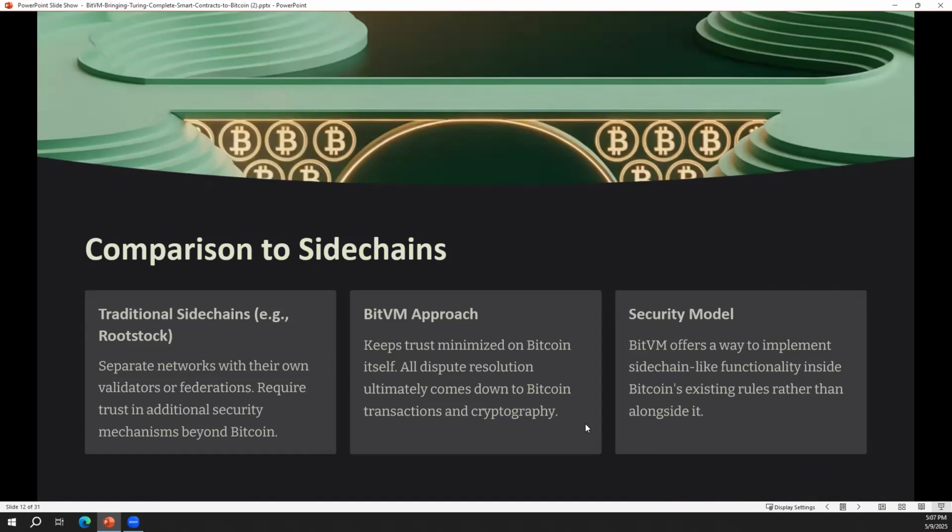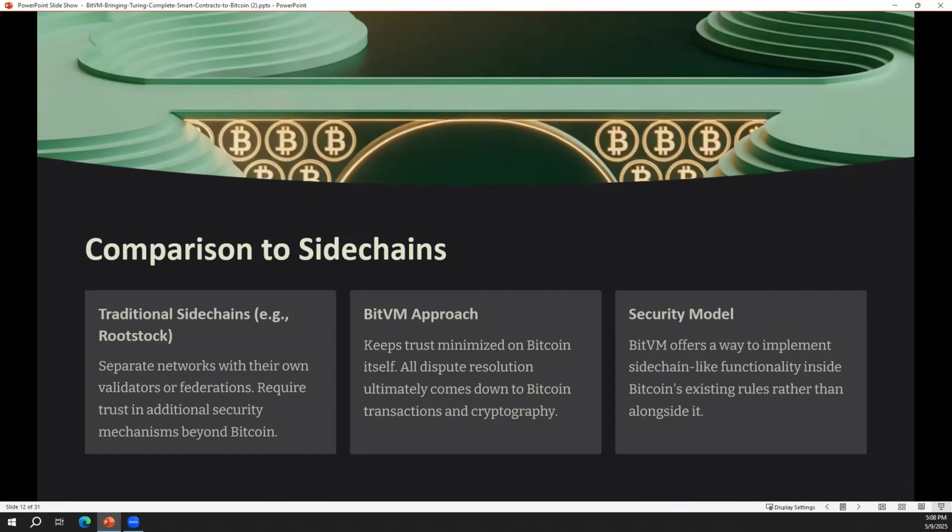So we have the comparison of BitVM to sidechains. Prior to BitVM, adding smart contracts to Bitcoin often meant using sidechains or separate networks. For example, Rootstock is a sidechain that brings an Ethereum-like EVM environment to BTC, but it relies on a federation or merge mining for security. Stacks is another blockchain that settles to Bitcoin but has its own consensus and language.